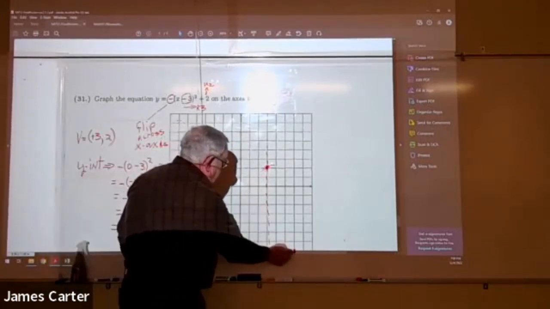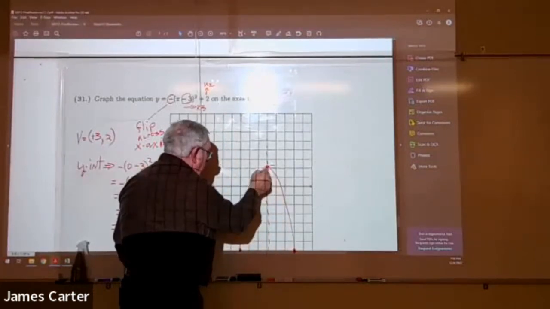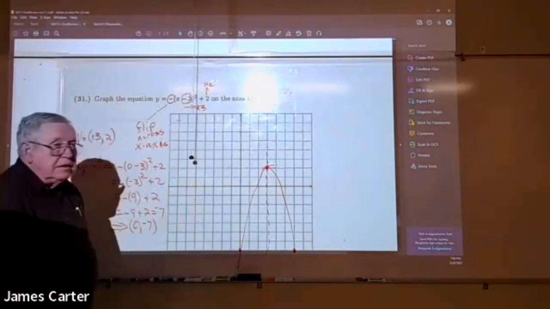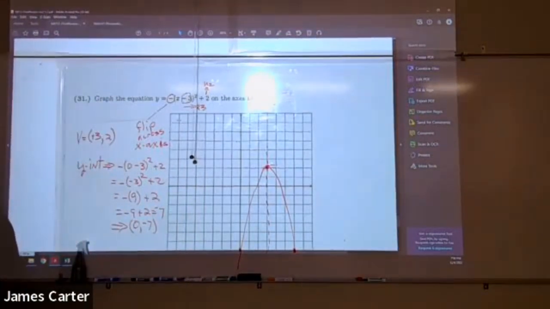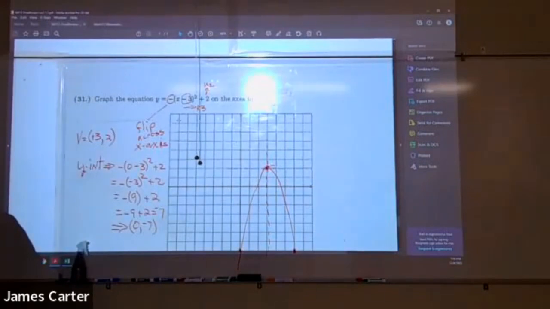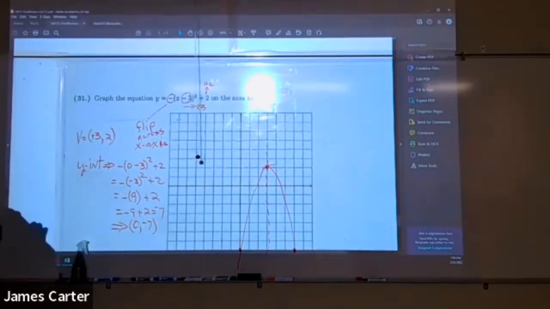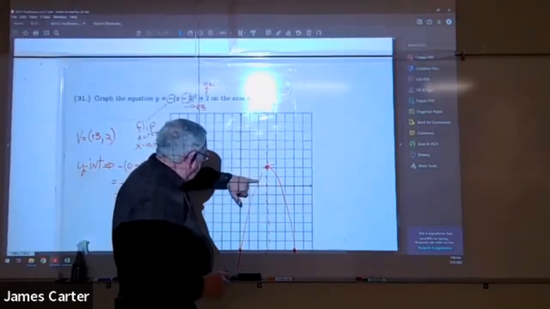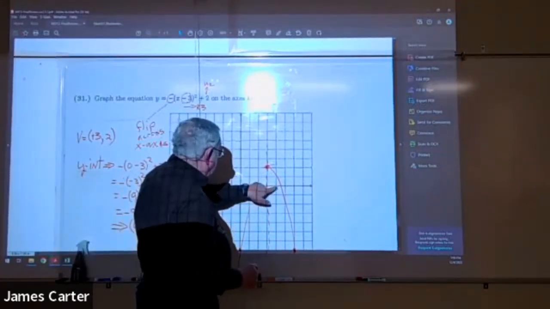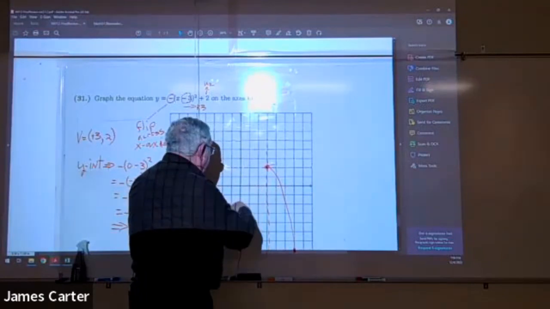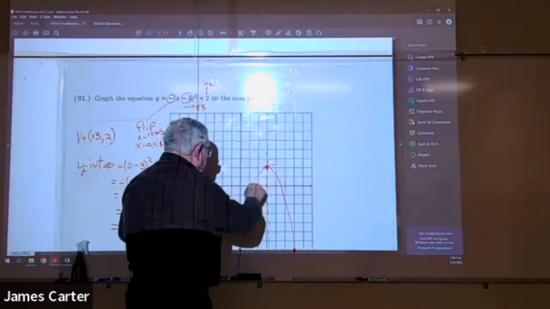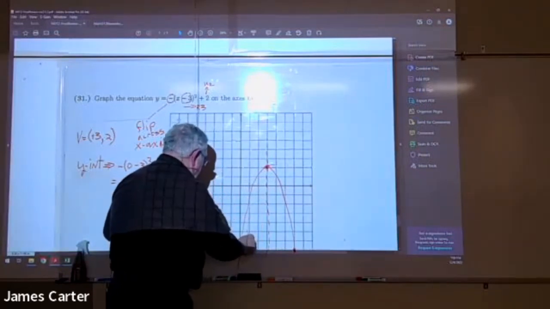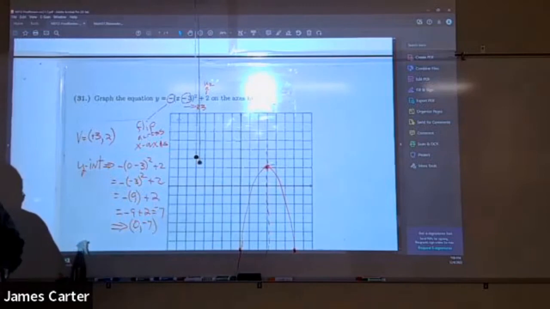So basically, this thing is going to go like that. And because it only says graph, you don't absolutely have to find these 2 points. Except I drew this kind of bad right through there. If this is 1.5 over that way, it better be 1.5 over here. And come through like this. Okay. Because it's got to be symmetric. Okay.